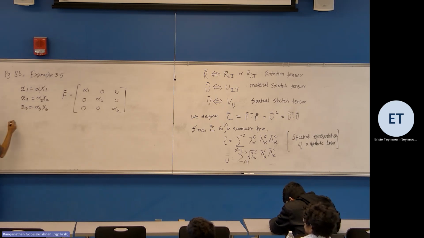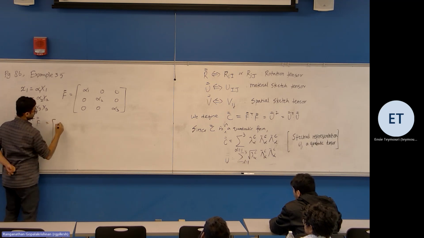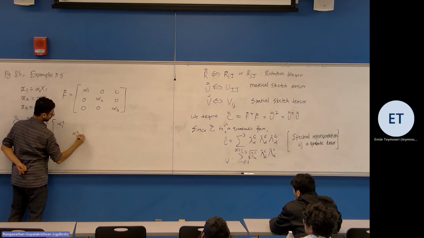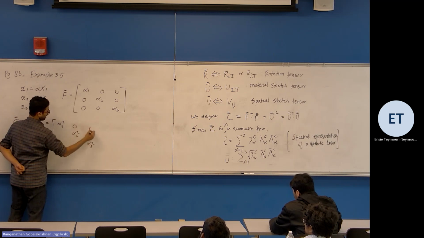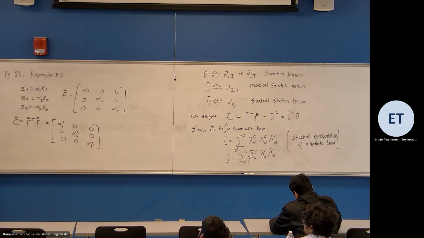Okay, and what is C? C is F transpose times F. Luckily for us, the transpose is the same thing. So this is basically alpha 1 squared, alpha 2 squared, alpha 3 squared, and remaining are zeros. It is already in a diagonal form. So the eigenvalues are right here in front of us: alpha 1 squared, alpha 2 squared, alpha 3 squared. It's already in eigenform.